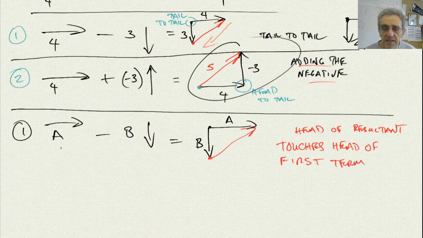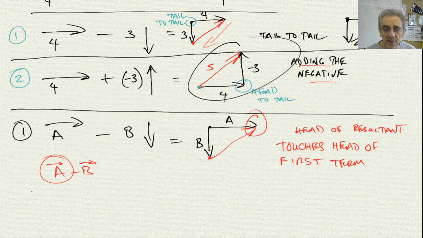So in other words, in this case, we're going A minus B. So the first term is A. That means the head of the resultant touches the head of A. That's the way I can tell my direction. This is just a simple rule I've developed, which works and is easy to remember.